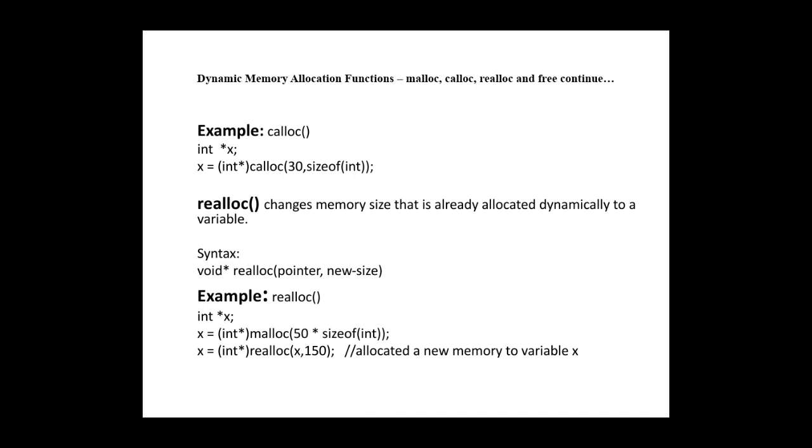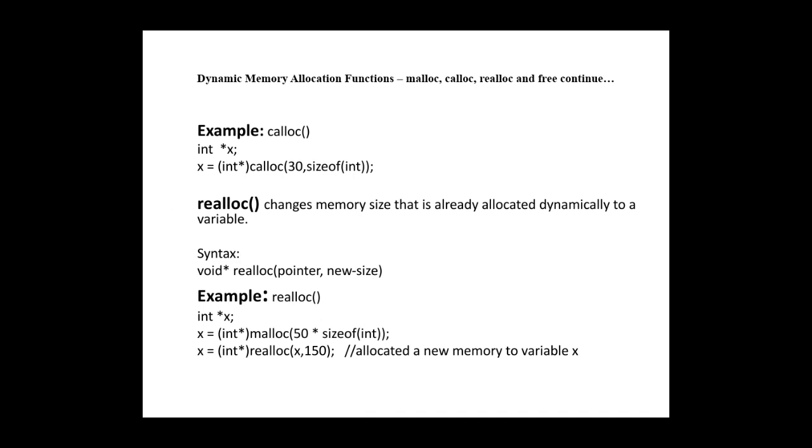Now the realloc function is used to change the size of memory that has been reserved either through malloc or calloc. Syntax is realloc(pointer, new size). Pointer is actually the pointer to the memory that has been reserved using the malloc or calloc function, and new size is the size that we want to assign using the realloc function.